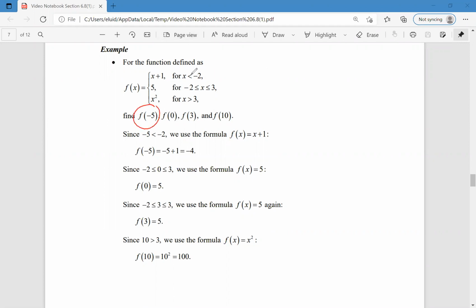So we have to ask, where does negative 5 fit in any of these intervals? It's not the last one, because negative 5 isn't greater than 3. It's not the middle one, because negative 5 isn't between negative 2 and 3. It's actually this first piece, because negative 5 is less than negative 2. That's the piece that makes sense, right? So since negative 5 is less than negative 2, we plug it into that first formula right here, x plus 1. And we've plugged into functions before. We found function values before. So we replace x with negative 5, get negative 5 plus 1 is negative 4.